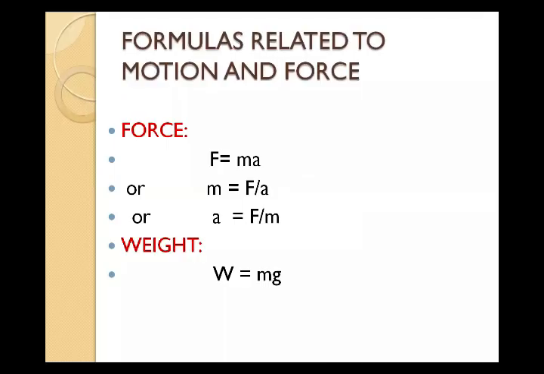First of all, we have discussed force, and the formula of force is F equals ma. We can use a similar formula for finding the mass, that is m equals F over a, and we can also find the acceleration by using a equals F over m. Now the formula of weight is W equals mg, where W stands for weight, m stands for mass, and g stands for acceleration due to gravity, and it's a constant value. Its value is 9.8 meters per second square.